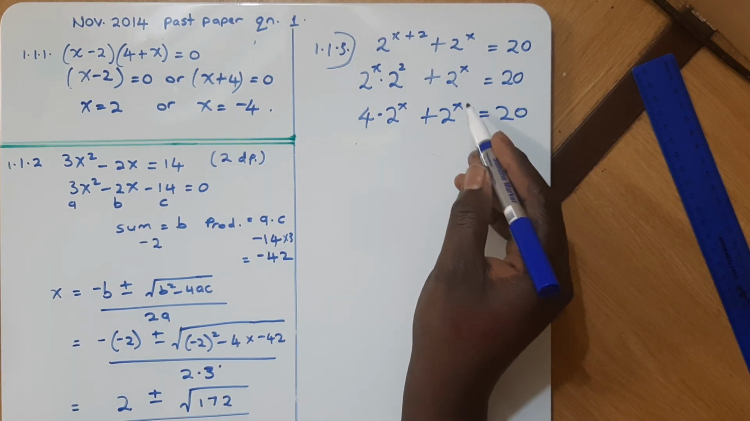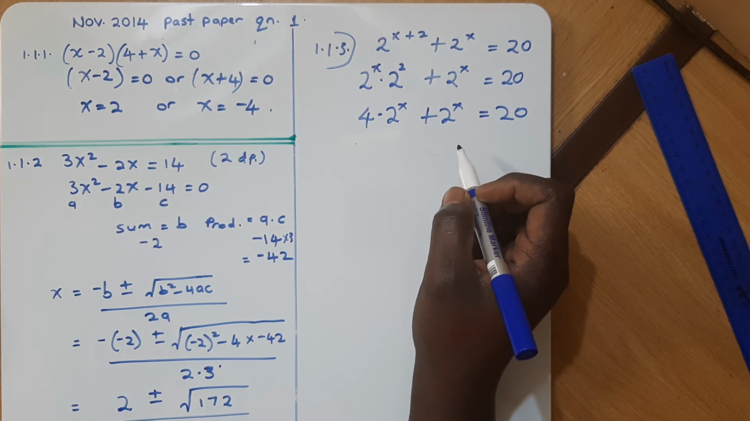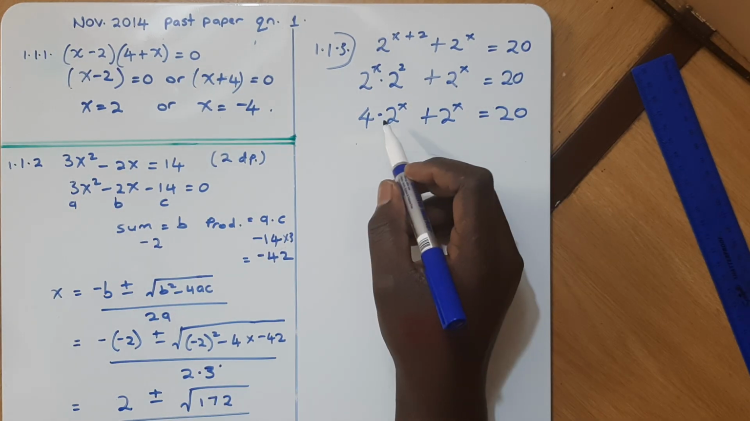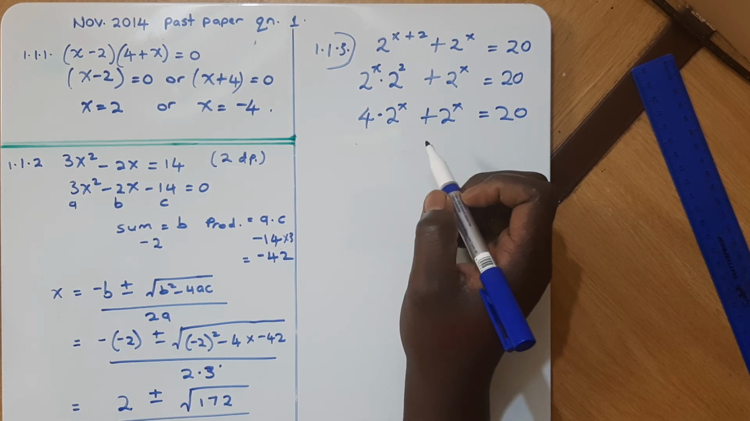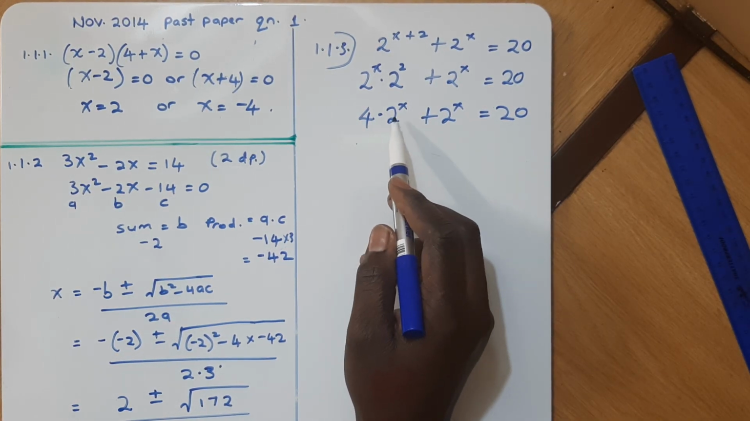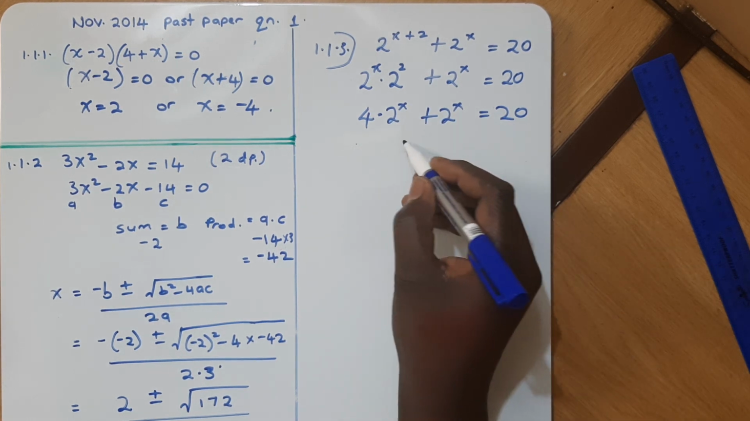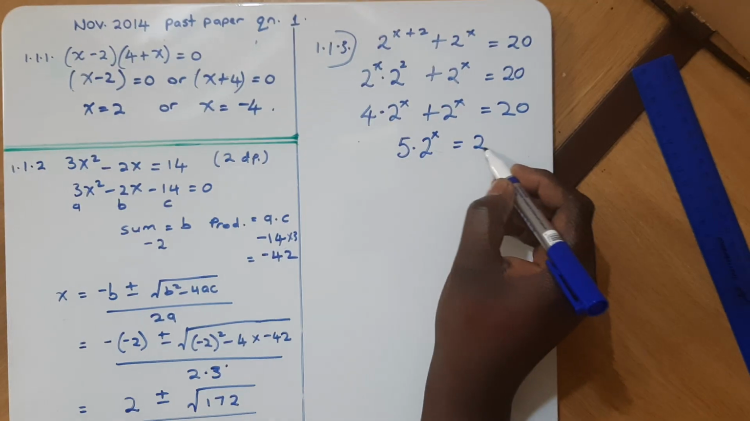The unknown here is 2 to the power x. Remember, 2 to the power x is not equivalent to 2x. For 2x, the unknown is x, the coefficient is 2. For 2 to the power x, the unknown is 2 to the power x. Okay? So when you add 4 times 2 to the power x plus 1 times 2 to the power x, you get 5 times 2 to the power x equals 20.